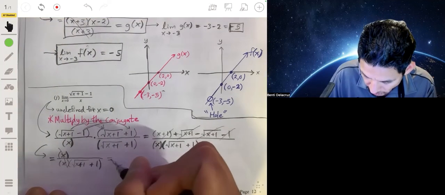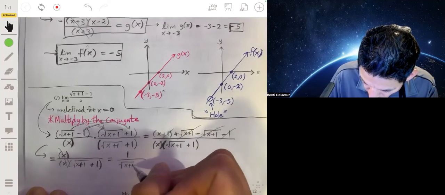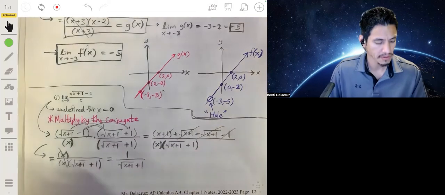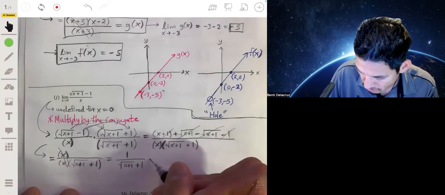And so then all you have left is a 1 on top. So you have a 1 over the square root of x plus 1, plus 1. And this expression becomes your g of x.